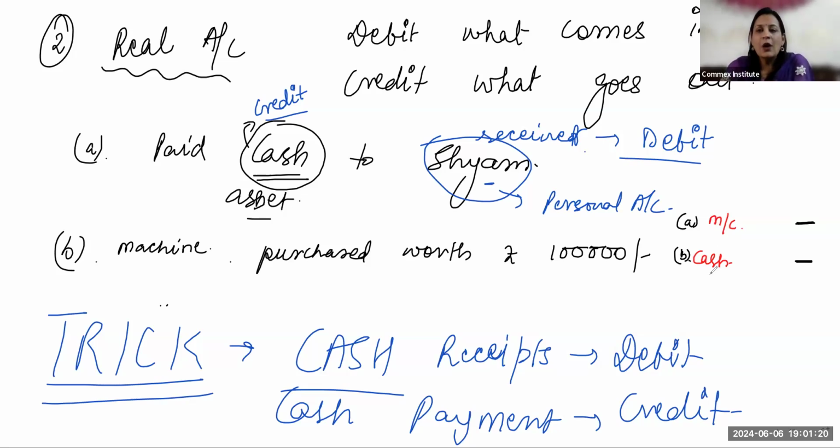So here the two aspects, the machine account and the cash account, are involved. Machine is a real account. Cash is also a real account. And the rule for the real account is, debit what comes in. So machine is coming into the business, so it will be debited. And cash is going out of the business, so cash will be credited.